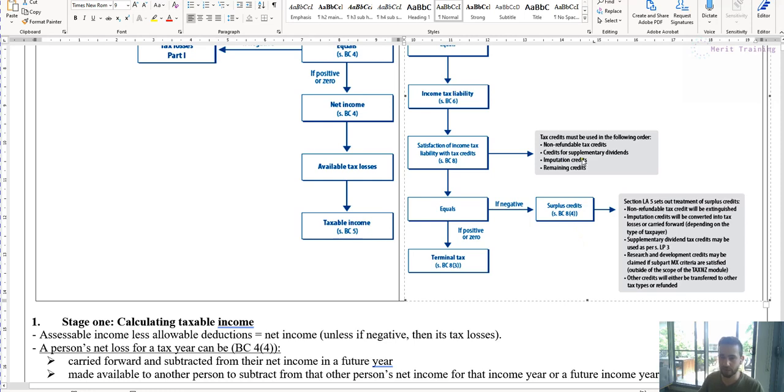Same thing with imputation credits. If you receive a dividend from a company, that company's already paid tax before, right? And the purpose of imputation credits, which again we'll talk about once we get to the companies section, is to prevent that dividend being taxed twice, i.e. the company pays tax on its profits, distributes to you. It's the same money, it's already had tax paid on it. You then pay another tax on that. So the imputation credit, even though you haven't paid for that cash, the company has paid that cash on your behalf.